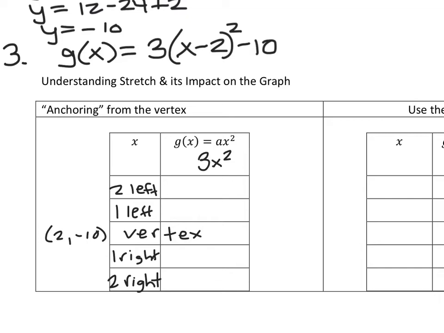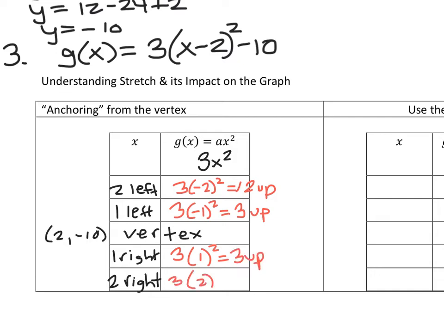So if I substitute in 1 into this x here, I'll say 3 times -1 squared, that's going to give me 3, and I'm going up. It's positive. And if I put in -2 for going left 2, and I square that, that's going to be 3 times 4, or 12 up. And of course, with the symmetry, I'm going to end up with the same thing when I go to the right of the vertex. So I'll have 3 up and 12 up.